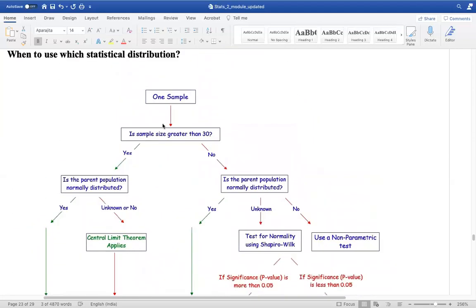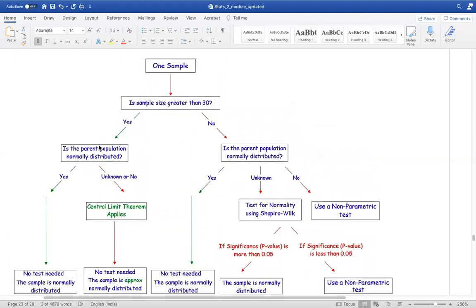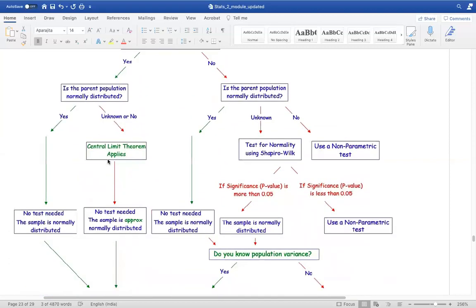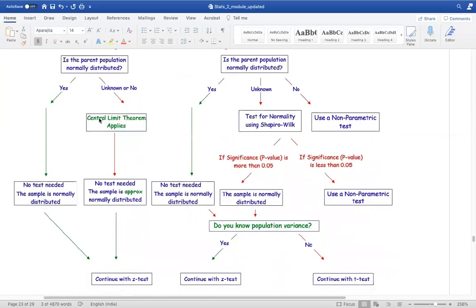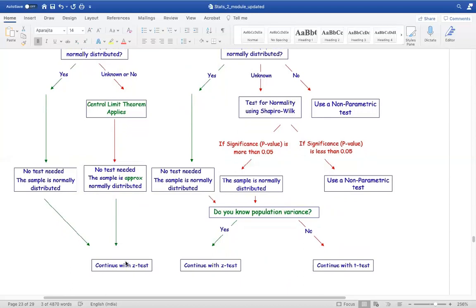For example, if your one sample size is greater than 30, but your population is not normally distributed, it is unknown, then we can apply the central limit theorem. After applying the central limit theorem, no test is needed. The sample is approximately normally distributed, so we can go for the Z test.